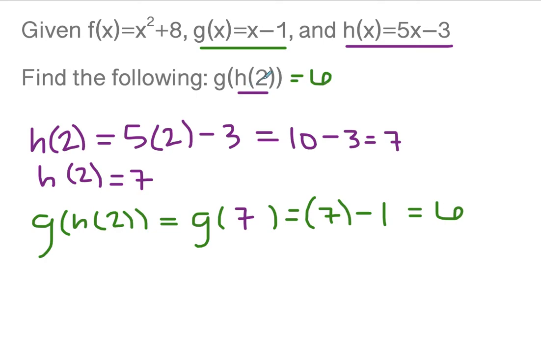So you're taking the innermost number and plugging it into the one directly outside of it. So I plugged 2 into h. And then whatever answer you get from there, so in this case we got 7, we plugged into the outermost function, which was g. So I plugged 7 in to the g function, which was x minus 1.